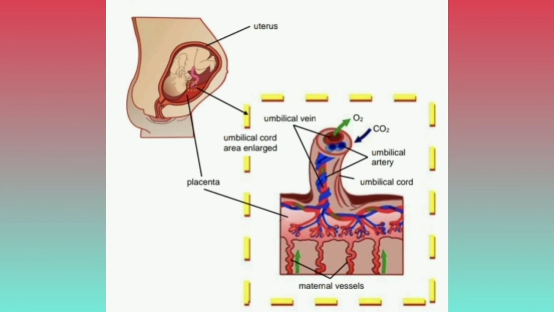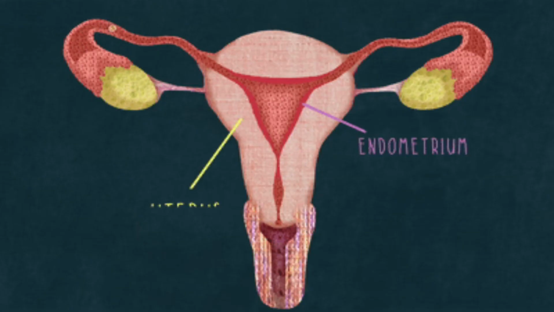During development, the development of the umbilical cord also occurs. The umbilical cord attaches the fetus to the placenta and consists of umbilical blood vessels. These umbilical blood vessels are two umbilical arteries which carry deoxygenated blood and waste products from the fetus to the placenta, and one umbilical vein which carries oxygenated blood, nutrients, water, and other substances from the placenta to the fetus. The placenta is a temporary organ that forms in the area where the blastocyst implants.